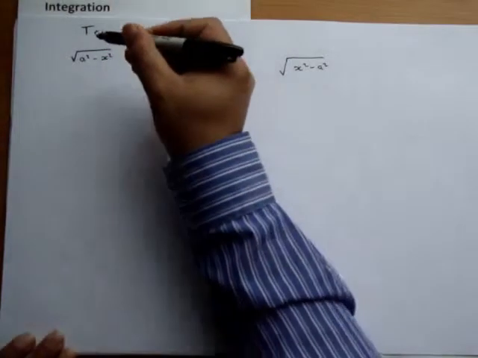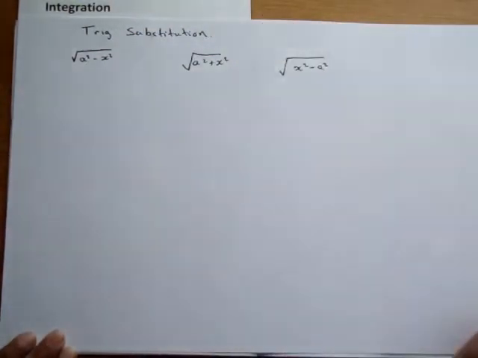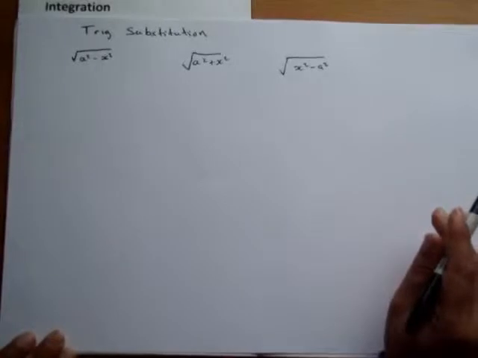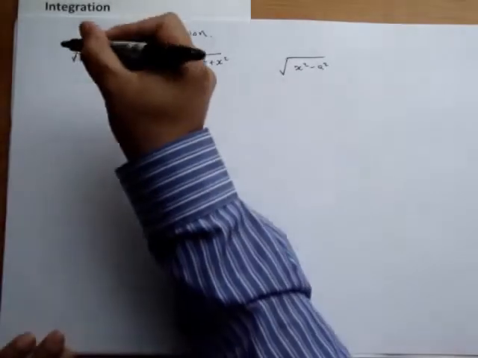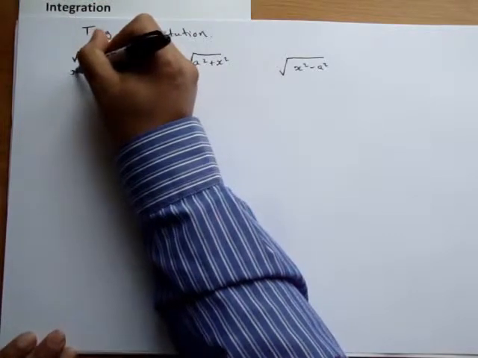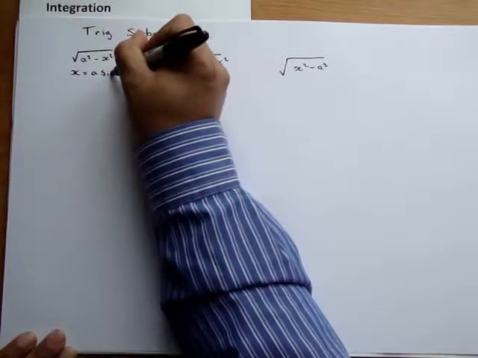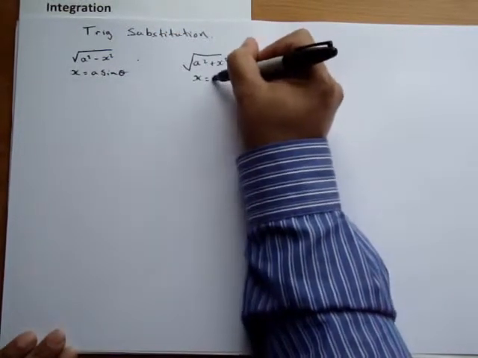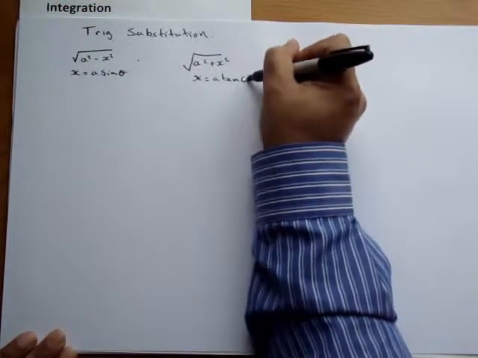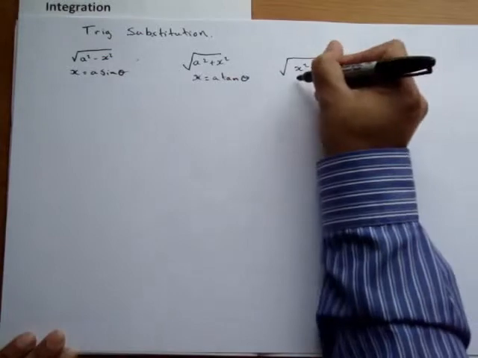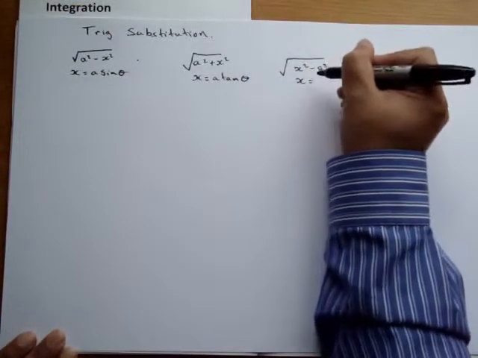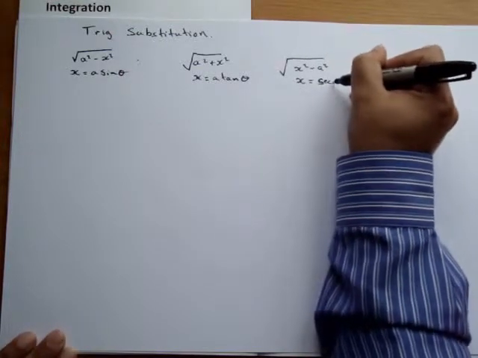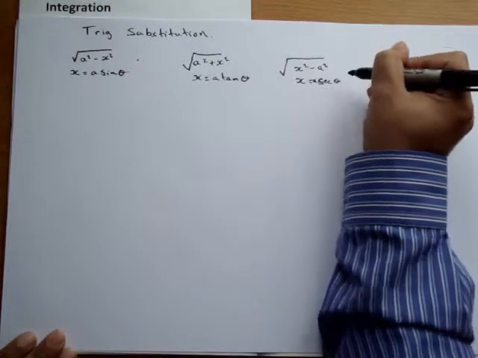Now, when we have a squared minus x squared, by recognition, if we want to do this from memory, this is x equals a sine theta, and this one x equals a tan theta when we're doing the substitution, and in this one x equals a sec theta.